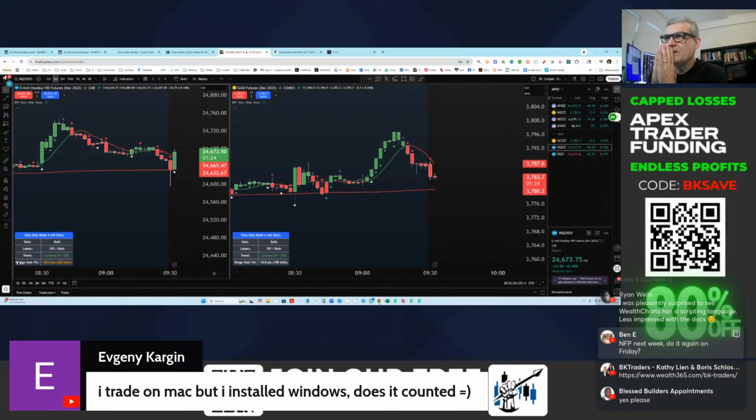1:27 on the clock, so plenty of time. We'll see if this reversal holds. Wow, Jesus, this is a big reversal. This is a 60 point candle. Really, really big move.